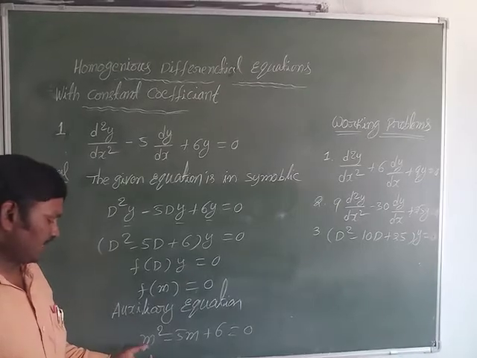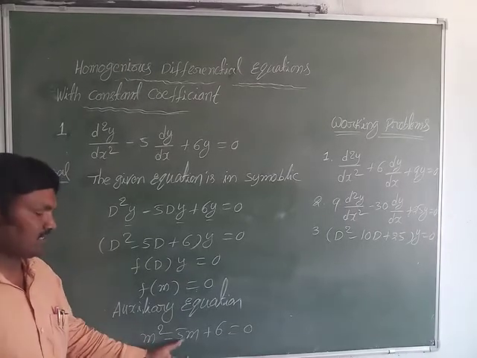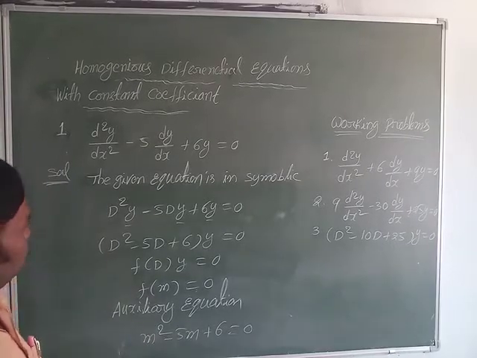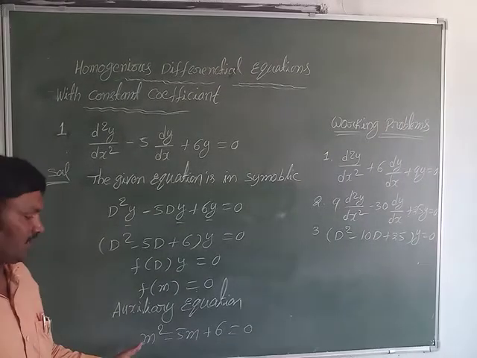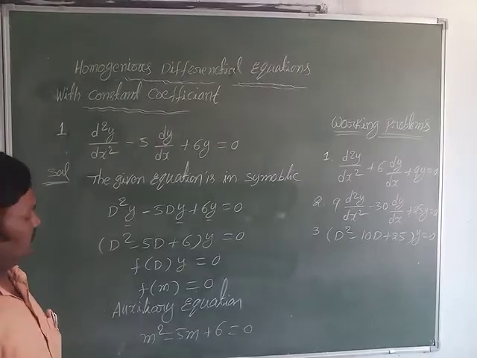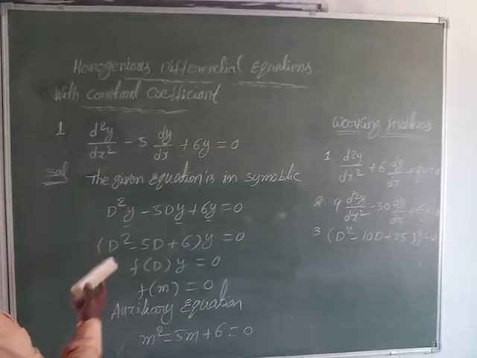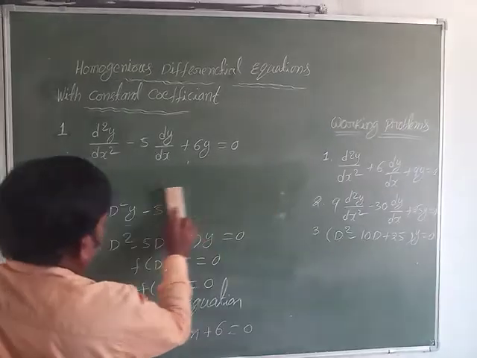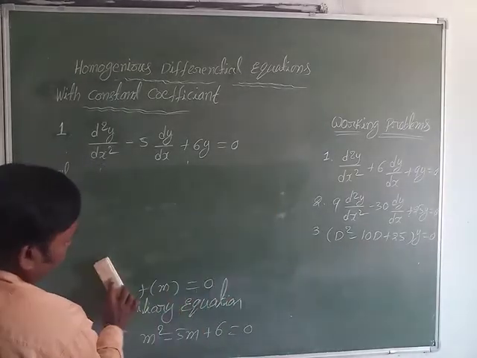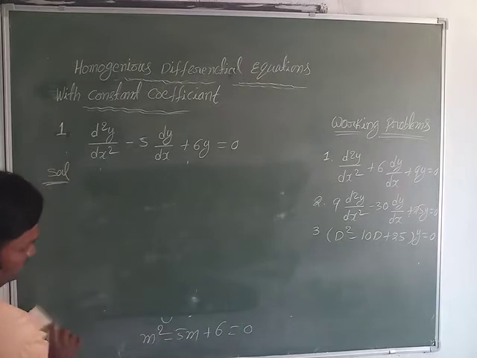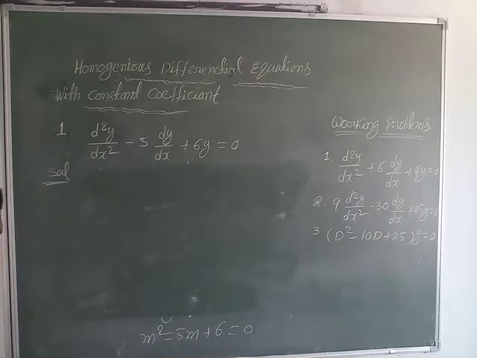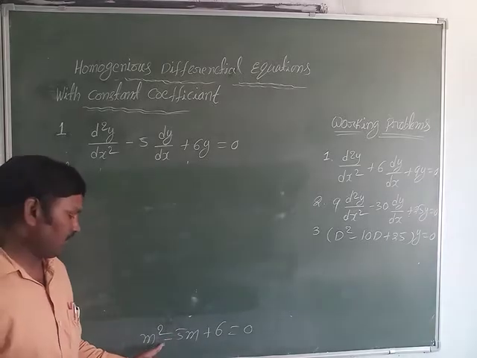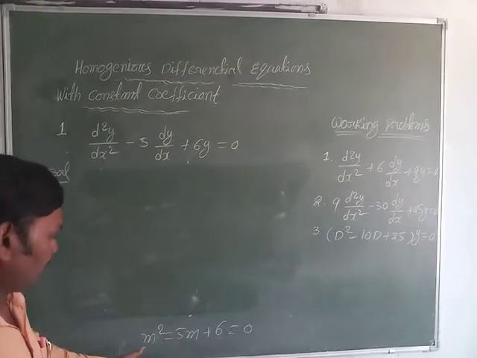This is a second degree, that means quadratic equation, so it has two roots. Here m has two roots. Now we will find the m values. This is the auxiliary equation, it has two roots. Now we will find the roots of m.